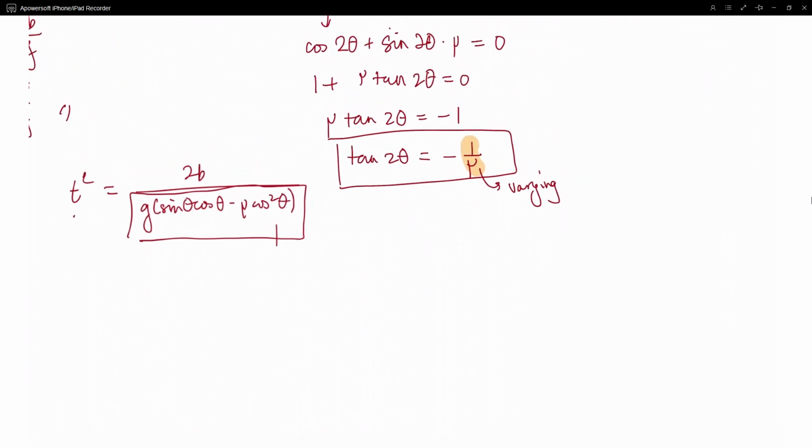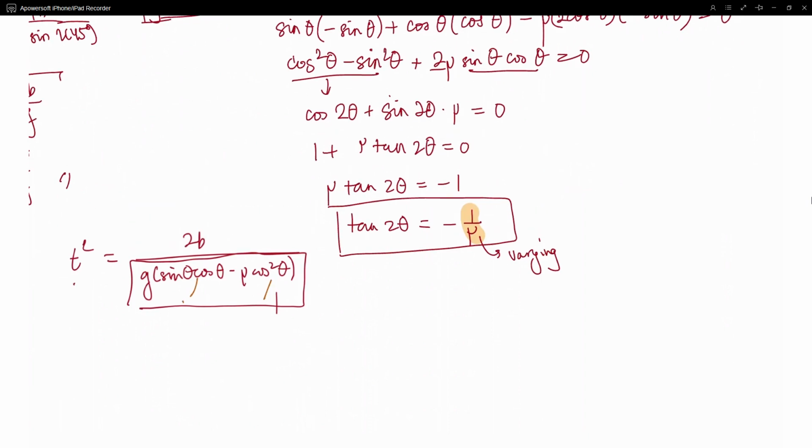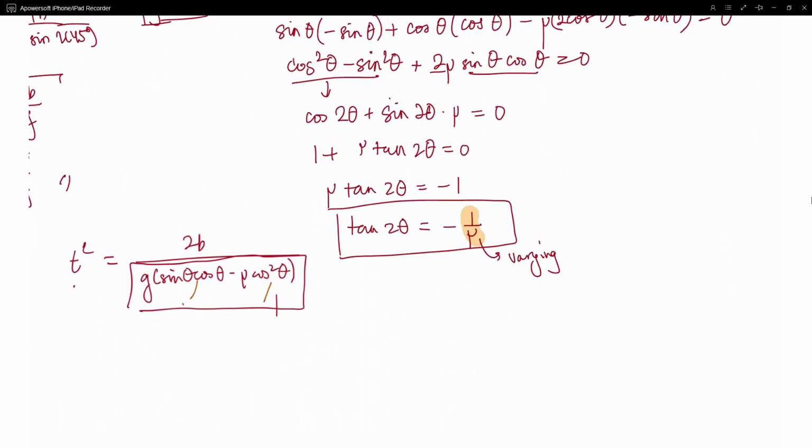Right, we want to write all of this in terms of mu. But right now I only have tangent 2 theta. Okay, we can simplify this to sine 2 theta. We can simplify this to cos 2 theta also, because there are formulas for this. So right now what we can do is infer the values of sine 2 theta and cosine 2 theta from this.